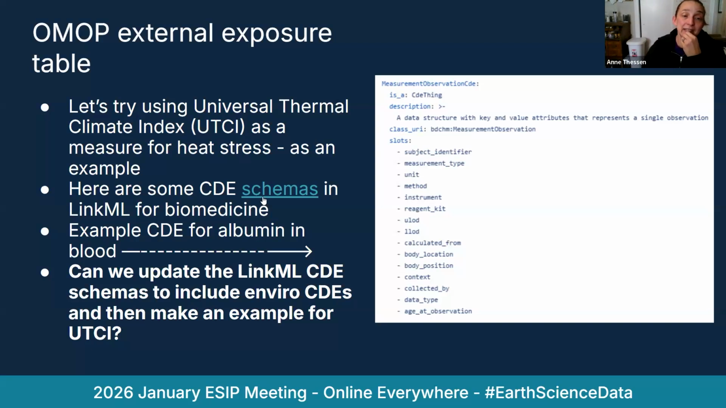If you go to this link, you'll see a GitHub repo with a couple of other schemas in there. This is using the LinkML modeling language. Oh, that's not albumin in blood. That's just a measurement observation. So you can kind of see where I'm going with this. So can we sort of add more schema to this to include environmental CDEs and then make up an example for UTCI? So that's kind of what I was hoping to do in this breakout group.